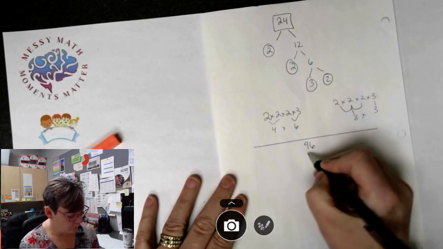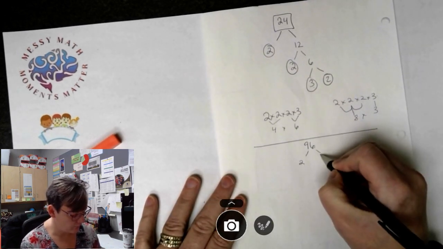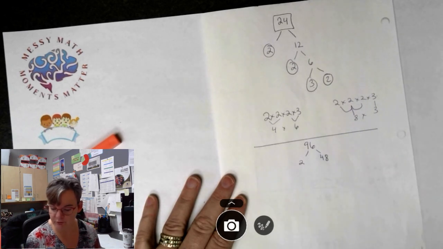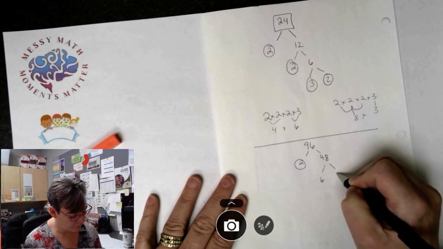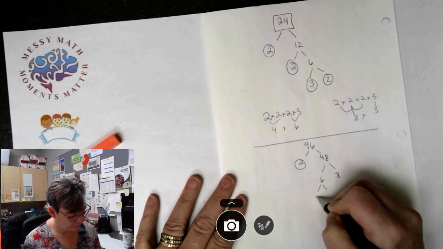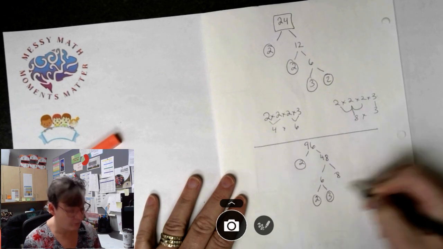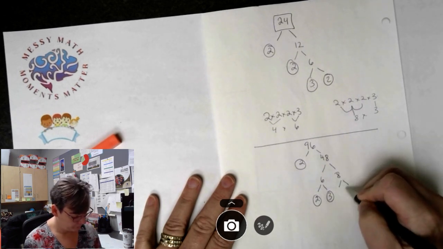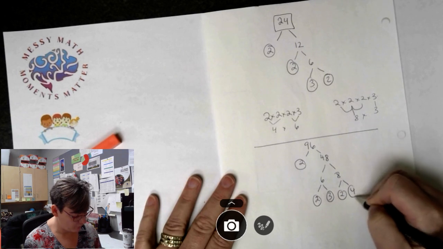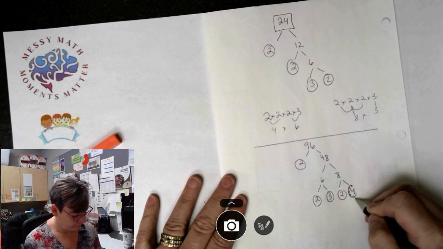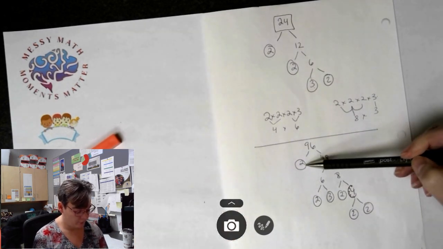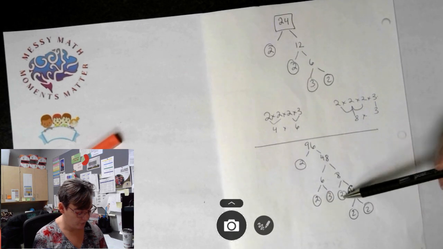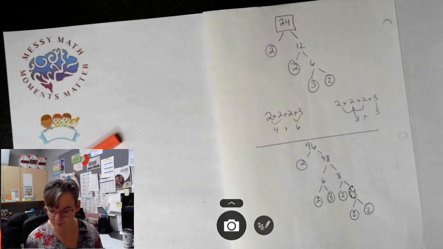So I'm going to show you one factorization of 96 here. So 2 multiplied by 48, 6 multiplied by 8, 2 multiplied by 3, 2 multiplied by 4, and 2 multiplied by 2. All right, so 2 by 2 by 3 by 2 by 2 by 2. There's a lot of them in there.